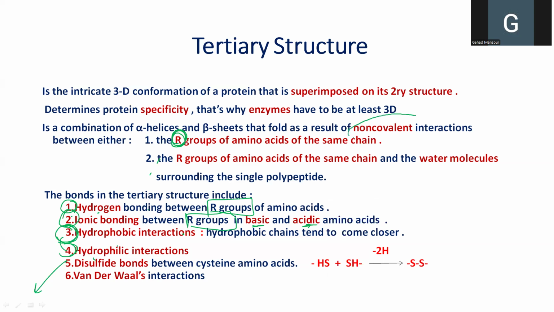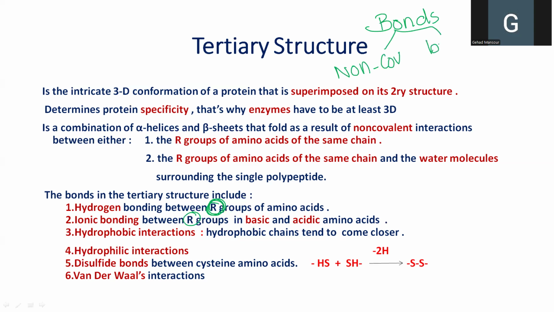We have just proved that they are non-covalent, and that most of these non-covalent bonds are between R groups. So what is characteristic of the bonds in the tertiary structure is that they are mostly non-covalent, with one exception, and that they occur between the R groups, and we will see how. But before seeing how, we have to discuss something very important related to amino acids.